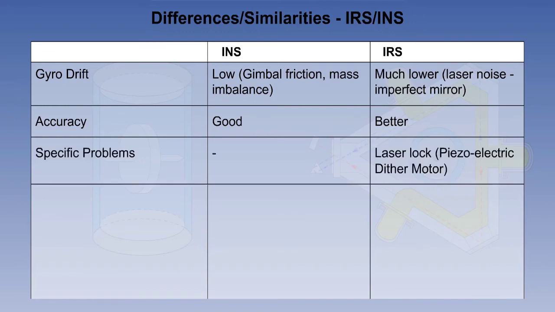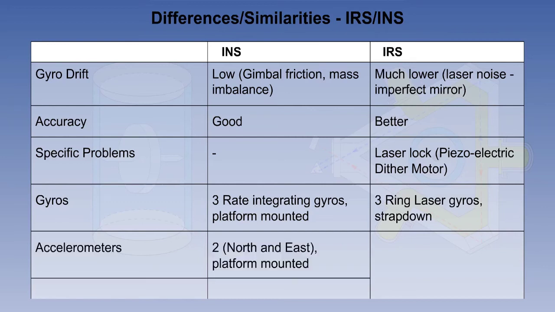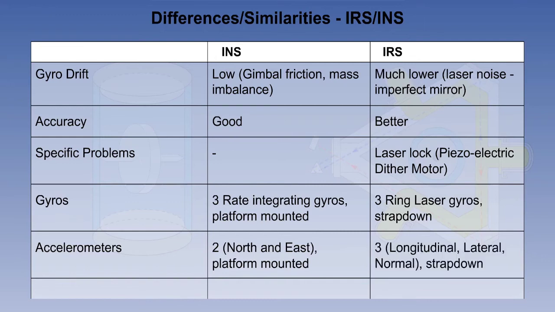IRS suffers from the specific problem of laser lock, which the INS does not have. However, the lock is overcome by the incorporation of the piezoelectric dither motor. There are 3 rate integrating gyros in INS, and they are mounted on a stabilized platform. The IRS has 3 strapped-down ring laser gyros. There are 2 accelerometers in INS mounted on a gyro-stabilized platform, which keeps them pointing north and east. The IRS has 3 strapped-down accelerometers, fixed in the longitudinal, lateral and normal planes.